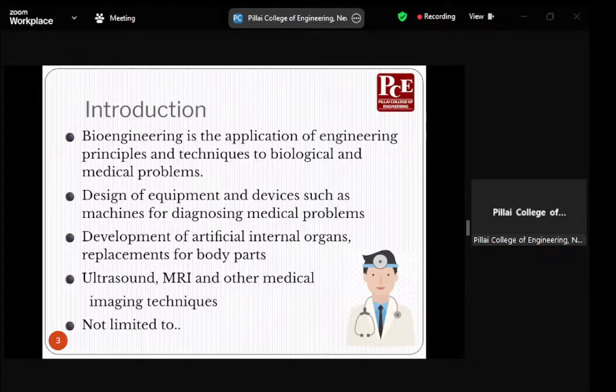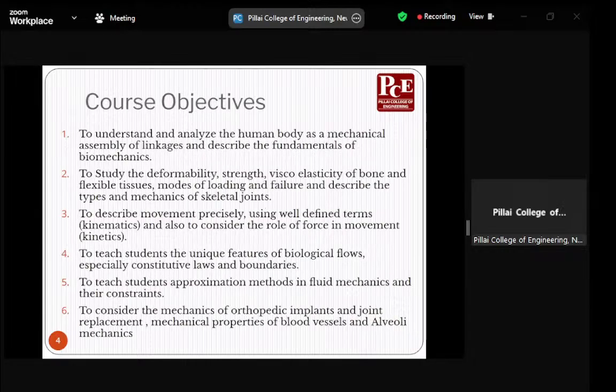Right? So obviously, as you know, all these subjects which are offered have some objectives. So in short, as I told you, you will be able to understand, basically first, the human anatomy.